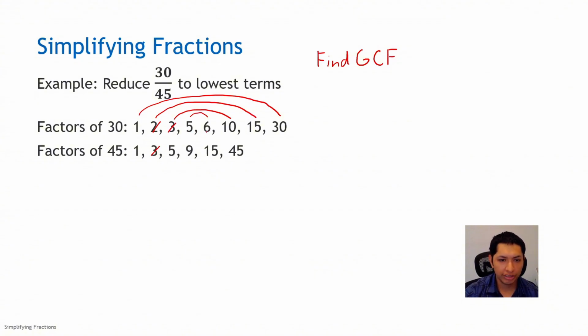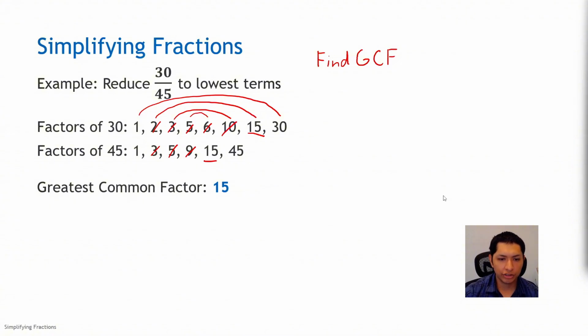And I move forward. So 6 is not in 45, so I can't use that. 9 is not in 30, so I can't use that. 10 is not in 45, but 15 is in both of them. That means that 5 is no longer the greatest common factor. And then 45 and 30, which are the last numbers, they are not shared by both numbers. So the greatest common factor for both of these is 15.